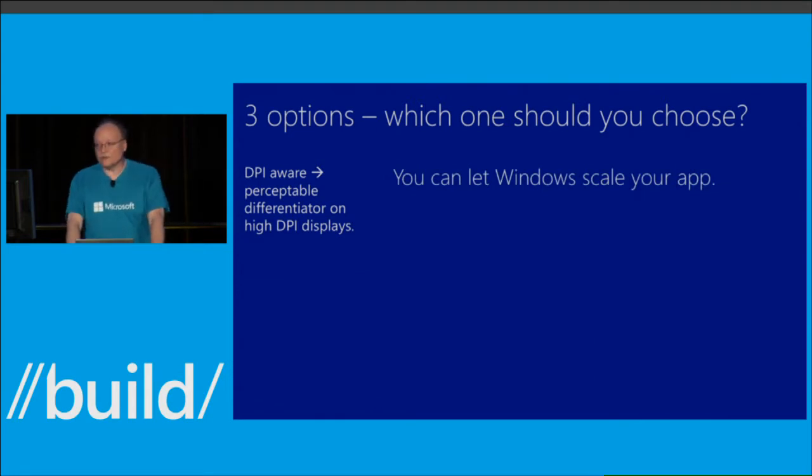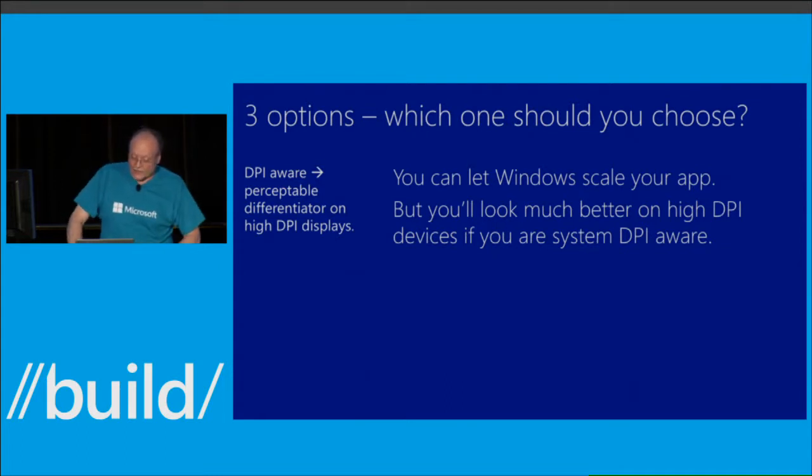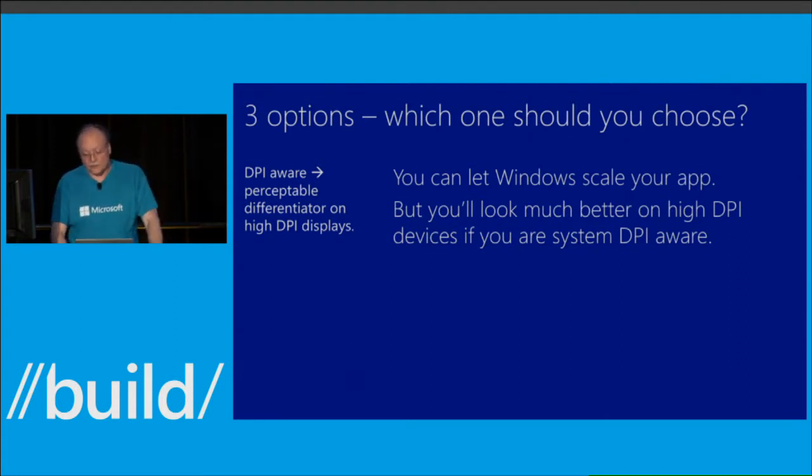That's a perceptible differentiator on your high DPI displays. So you can let Windows scale your app, but you'll look much better on these high DPI devices if you are system DPI aware and do the work yourself. There's a couple reasons why. As I indicated earlier, when we scale content up, there's kind of a limit to the quality. We don't have all the data that you have. We can only make things bigger. We can't actually make it crisper and clearer. Whereas when we're scaling things down, we can subset the information in an effective way. So the quality of downscaling is much higher than the quality of upscaling.